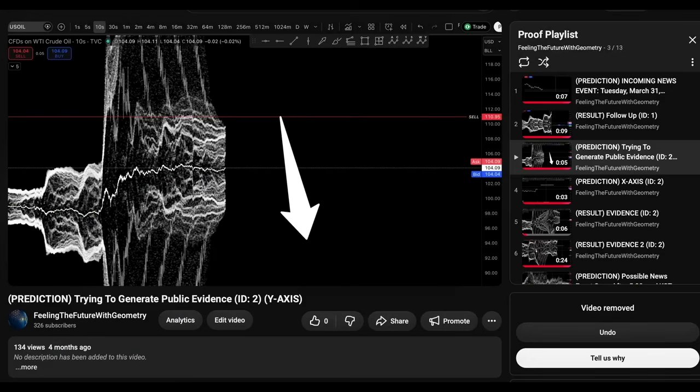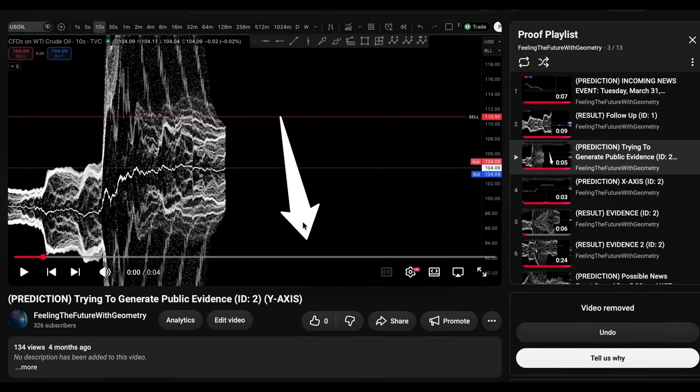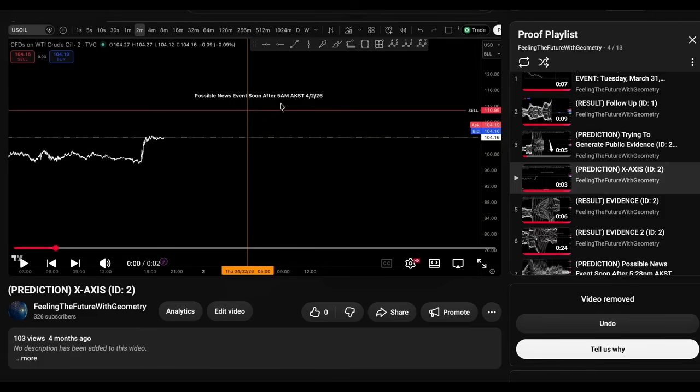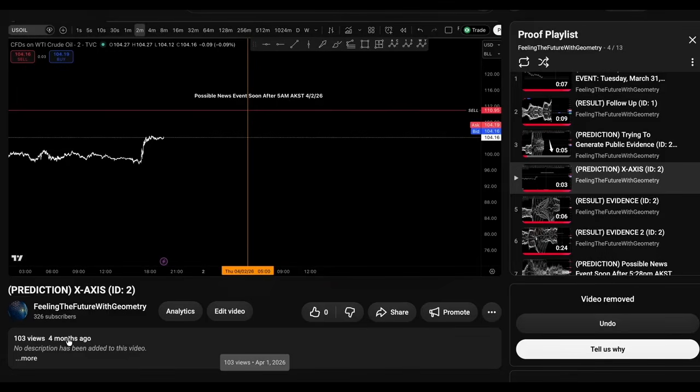Here is a price prediction for US oil, and it's saying price will move downward from 110.95. Here is an x-axis prediction saying possible news event soon after 5 a.m. AKST 4/2/26. And you can verify that the video is published before 4/2/26 by hovering over this part of the description. Notice how in the middle of the description it says April 1st, 2026. Now let's take a look at what happened soon after this specified time.